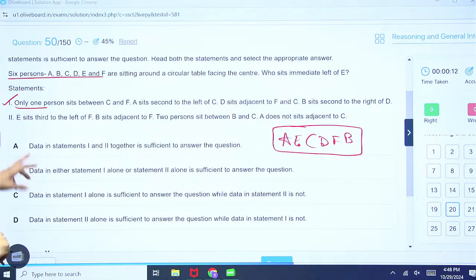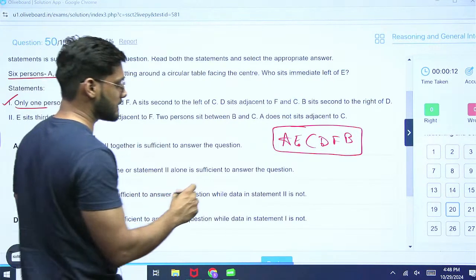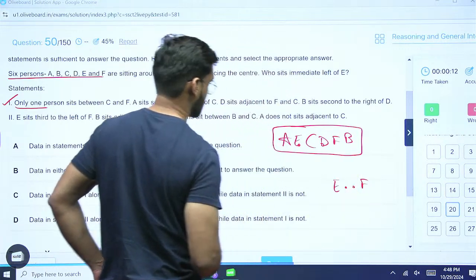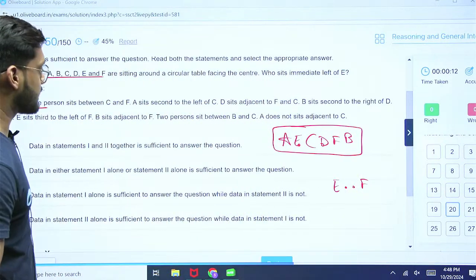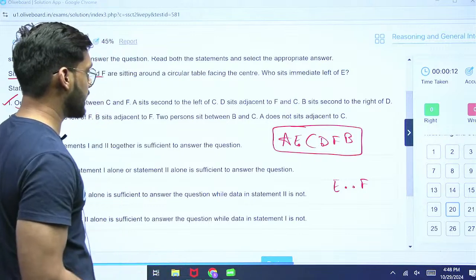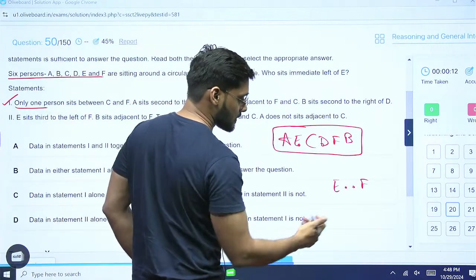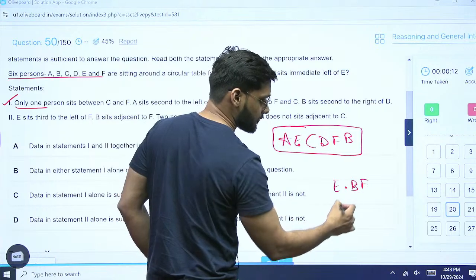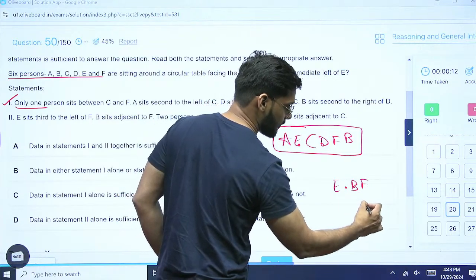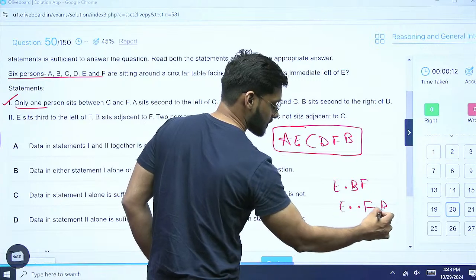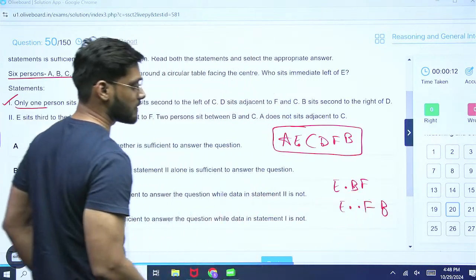Let's see statement number 2. E sits third left of F. E is the third left of F. Like this. B sits adjacent to F. B sitting adjacent to F, and 2 sit between B and C. So it can be possible B sits adjacent to F like this, or B can sit adjacent to F like this, and 1 to E. B can sit adjacent to F in both the possible ways.